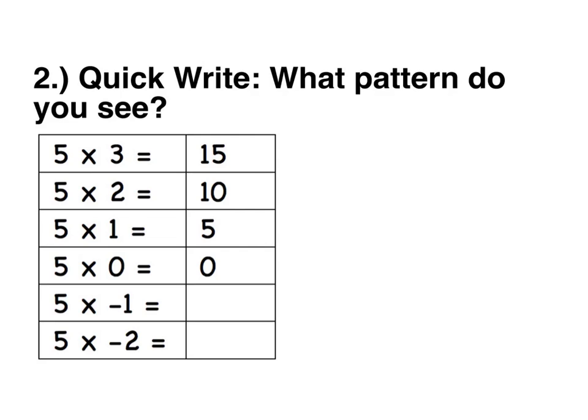So if we extend this pattern, 0 subtract 5 is going to be negative 5. And 5 times negative 2, well, negative 5 subtract 5 is negative 10. Well, the cool thing about this is that it helps us to notice that if we have a positive number multiplied by a negative number, our answer is going to be negative.